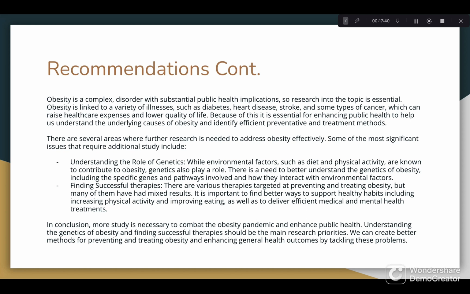In conclusion, more study is definitely necessary to combat the obesity pandemic and enhance public health. If we understand the genetics of obesity and find successful therapies, we can create better methods for preventing and treating obesity and enhance general health outcomes by tackling these problems.